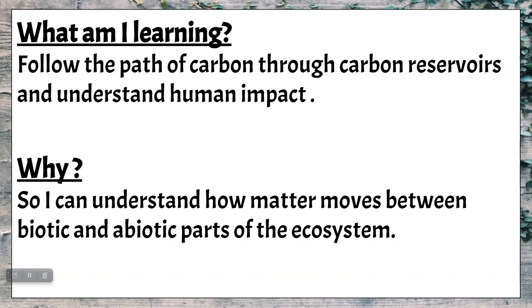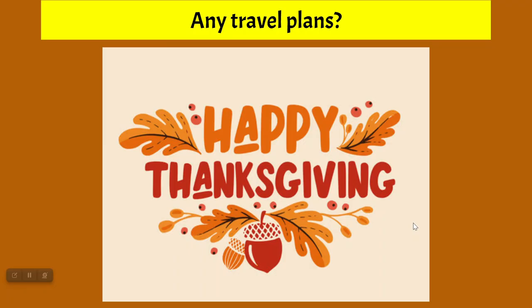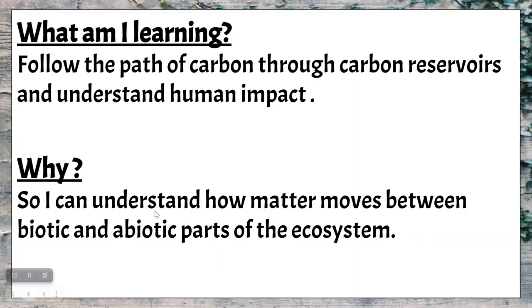We're also thinking right now a lot about human impact. So if I'm thinking about human impact, I might come back to this graph and think, what kinds of things were happening in the 1950s that had to do with humans? How could humans be impacting the amount of carbon dioxide in the atmosphere? Because the atmosphere is one of those reservoirs of carbon. It's a place we have a lot of carbon.